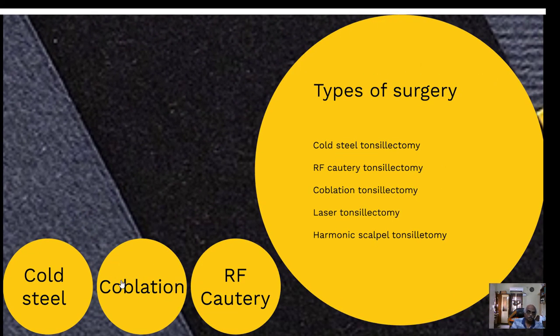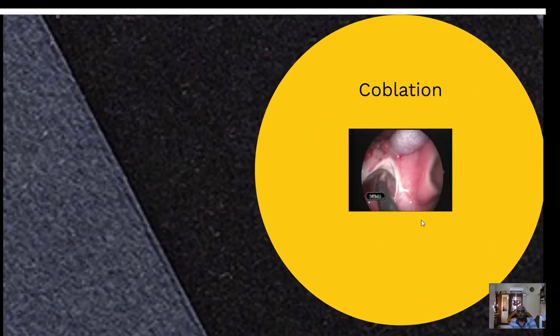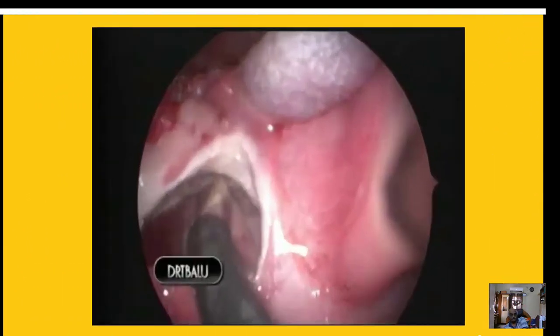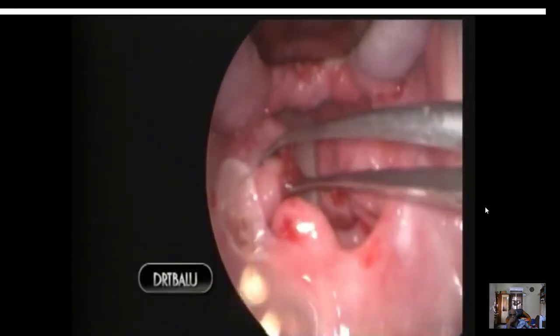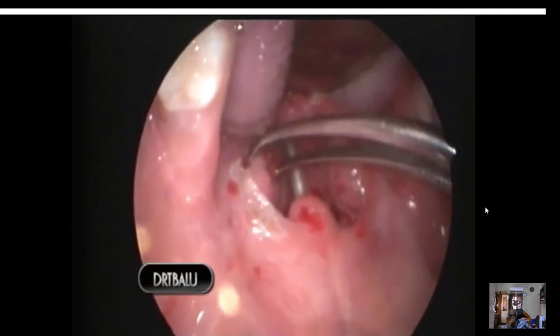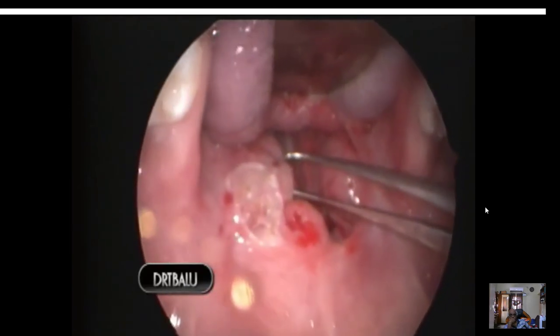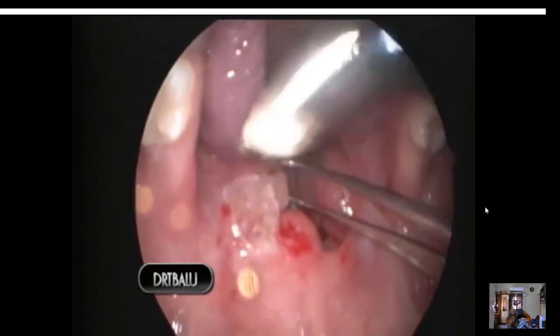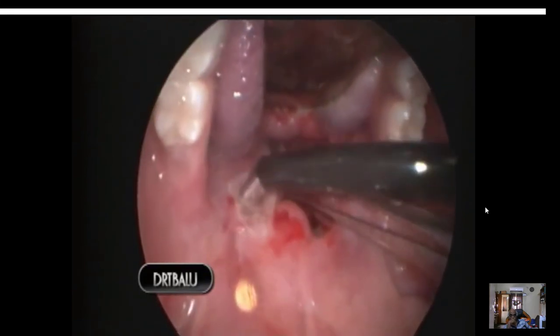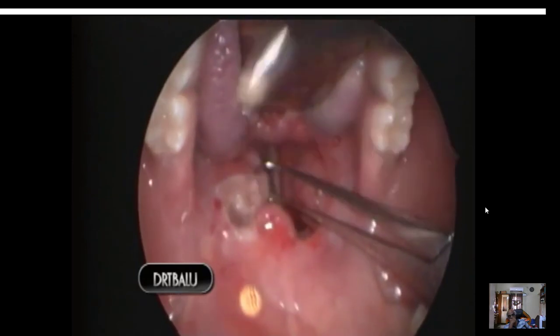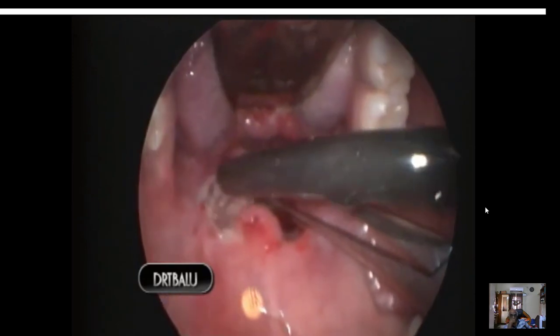Now let us go to another surgical procedure, the coblation surgery. Again, another way of removing the tonsil. See here, instead of the valsalum, you use a coblation wand, a tonsil wand. It's cold ablation. Normal saline will be irrigated through the probe. This is actually a cold dissection.